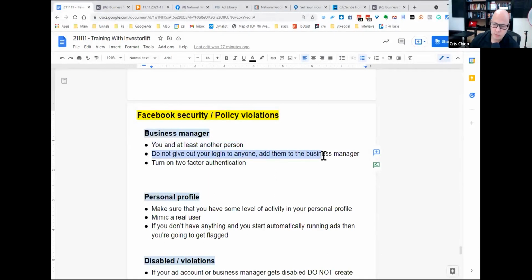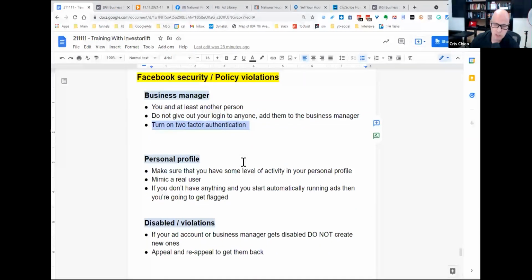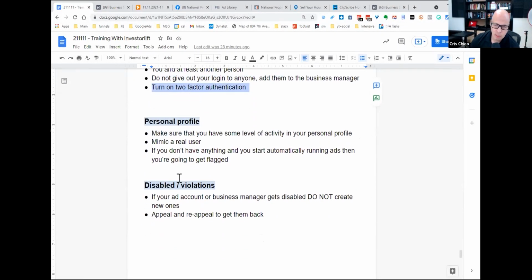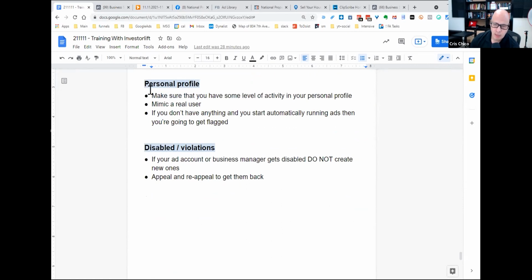Do not give your login to anyone. No one should have your Facebook login ever. If you want to give them access to something, you give them access through the business manager, because otherwise that's going to throw a flag, and you don't want that to be a problem. Yeah. You always want to turn on two-factor authentication. You can do that by text, or I use Google Authenticator.